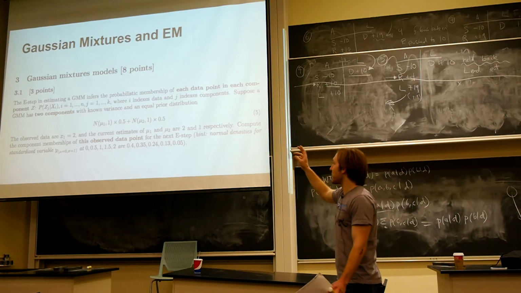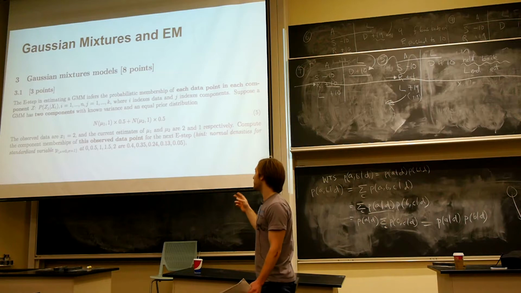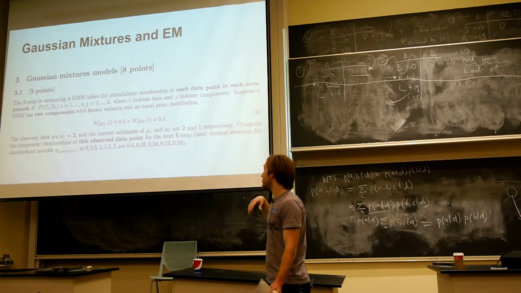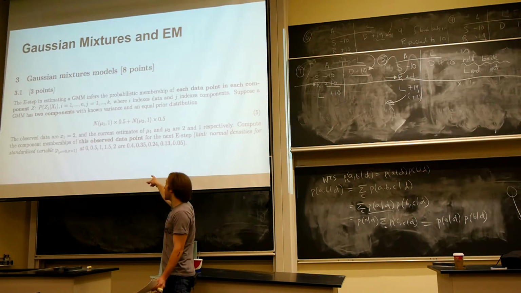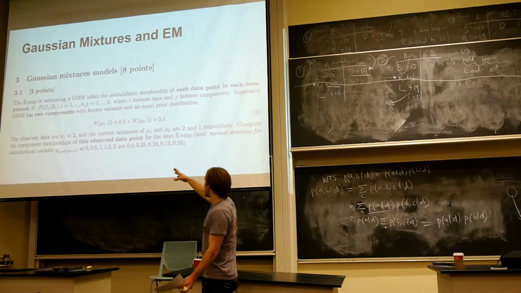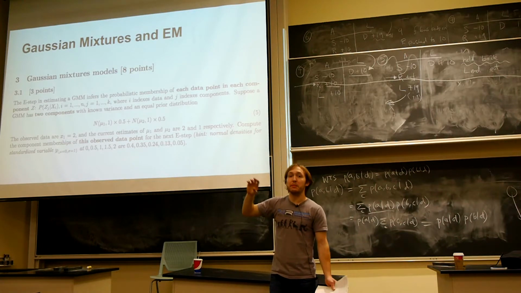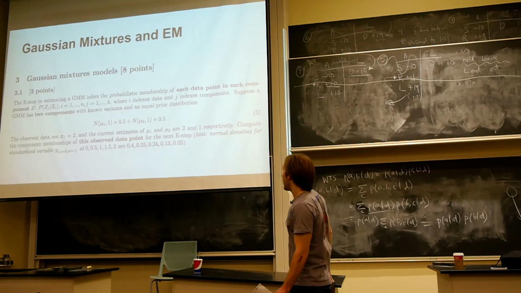Suppose a Gaussian mixture model has two components with a known fixed variance and an equal prior distribution. So we have a Gaussian mixture model that's uniformly weighted, 0.5 weight on each component. We've got a variance of 1 for each component and two parameters, mu1 and mu2, just the mean parameter of each component that we're trying to estimate.